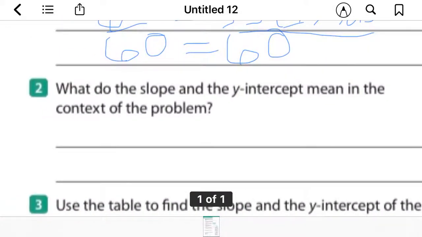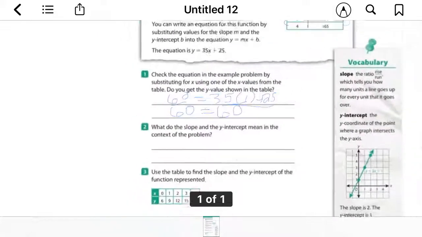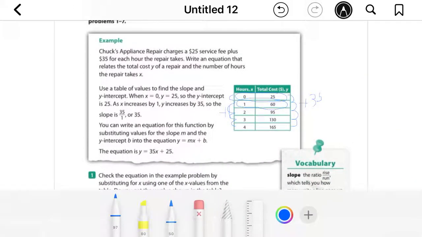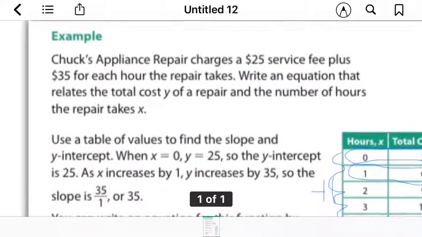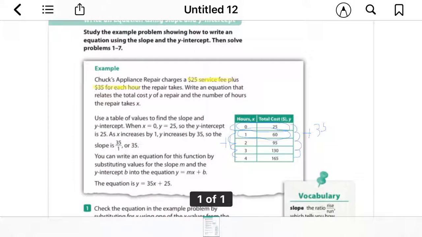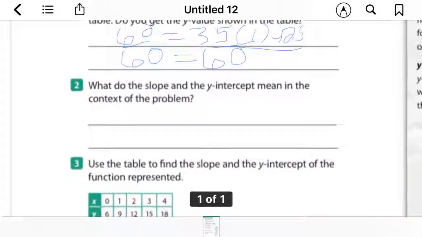What do the slope and y-intercept mean in the context of the problem? Going back to the original problem up here, the slope is the $35 per hour, the $35 for each hour. The $25 is the y-intercept, the service fee. That's the initial cost. Before you do anything else, they charge you $25 for the service fee. So that's what those mean.